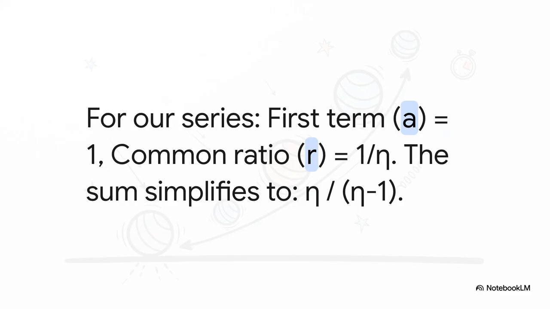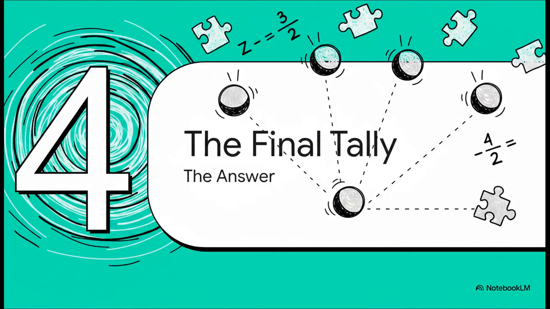So let's use it. In our series, the first term, a, is just 1. And the common ratio r, the number we multiply by each time, is 1 over eta. Since eta is 1.25, our ratio's less than 1, so we're good to go. We plug those into the formula, do a tiny bit of algebra, and that whole scary infinite series just simplifies down to eta divided by eta minus 1. It's just so cool. And just like that, we've done it. We've tamed infinity. We've replaced that endless addition problem with one simple little fraction.